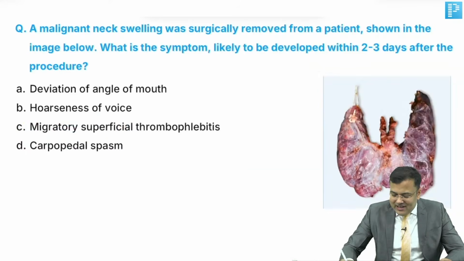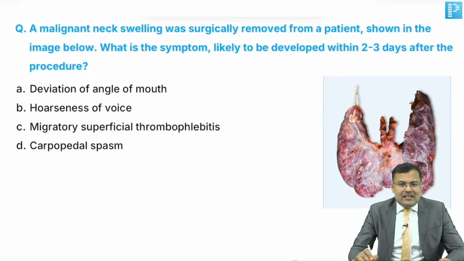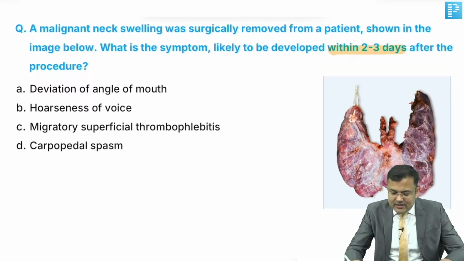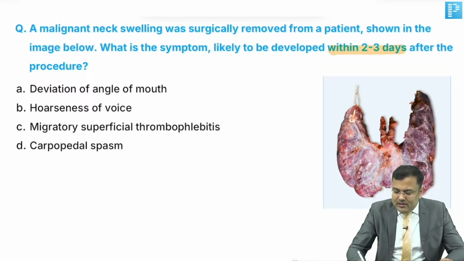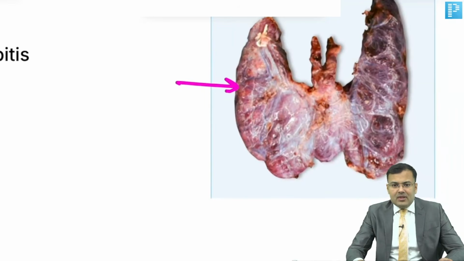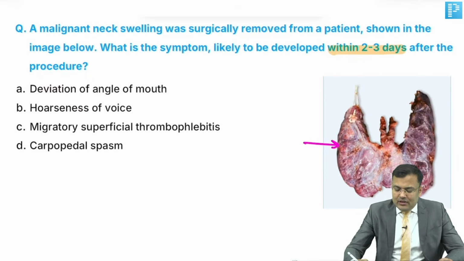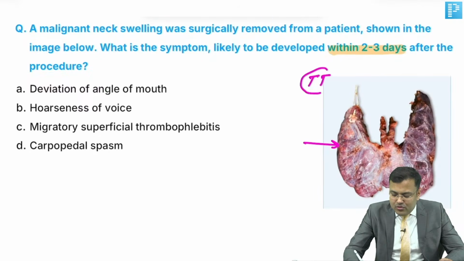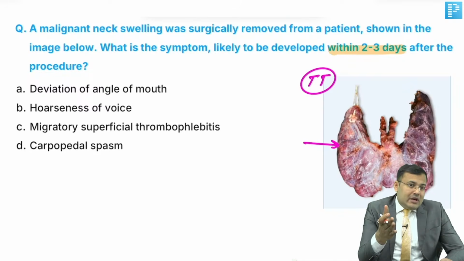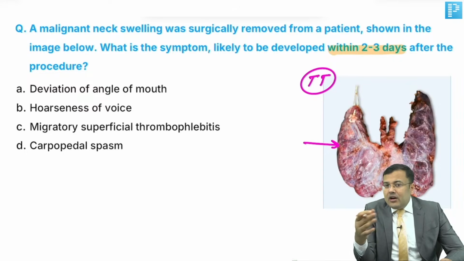Now, see the next question, guys. A similar question was asked in one of the latest exams, very easy. See the question. Malignant neck swelling was surgically removed from the patient, shown in the image below. What is the symptom likely to be developed within 2 to 3 days? First, tell me the name of surgery. The whole thyroid is being removed. Can you see this? So, name of surgery TT. It is total thyroidectomy.